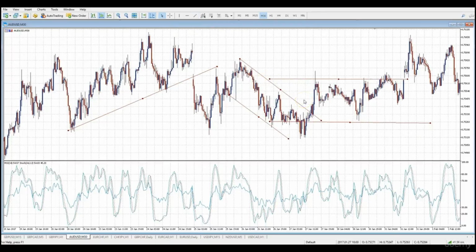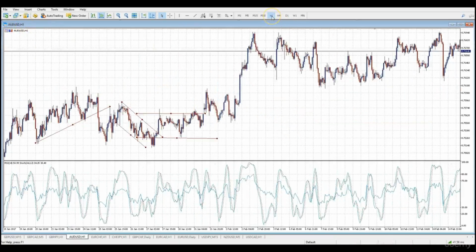Now, what we're looking at here is Aussie USD on a 30-minute time frame. If I were to switch this over to a 1-hour time frame, we see that the trend is actually a little different. We have trends within trends. On the smaller time frame, we have an uptrend, a downtrend, and a sideways trend. But on the larger time frame, we could also look at this as one long sideways trend.